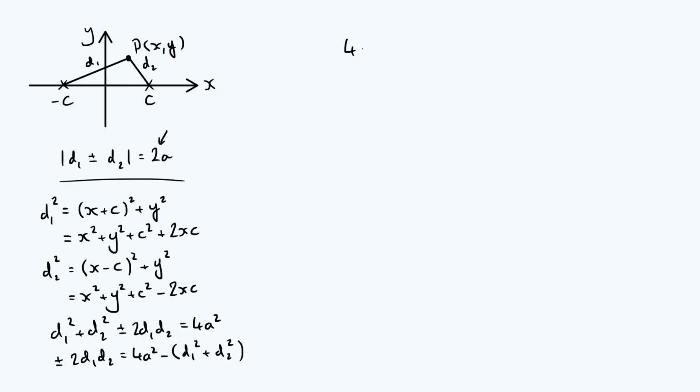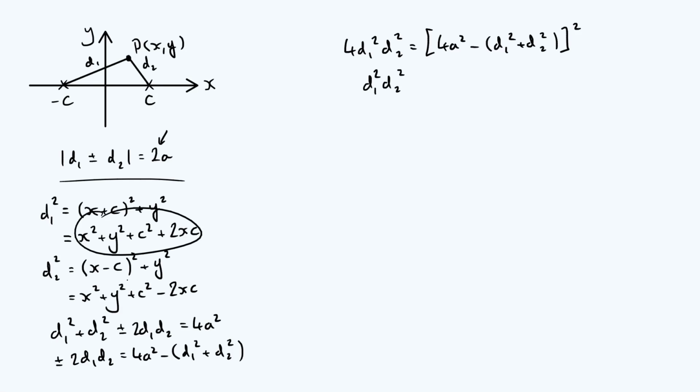For now, let's just note that it's 4 d1 squared d2 squared on the left, and on the right hand side I'm just going to put big square brackets around everything and do 4a squared minus d1 squared plus d2 squared, all squared. So there are two important quantities in this equation. There is the product of the squared distances and the sum of the squared distances. So let's just take a moment to work out what those two things are in terms of x, y, and c. So d1 squared, d2 squared, just the product of this and this. And that's a difference of two squares if you view x squared plus y squared plus c squared as just one term, right?